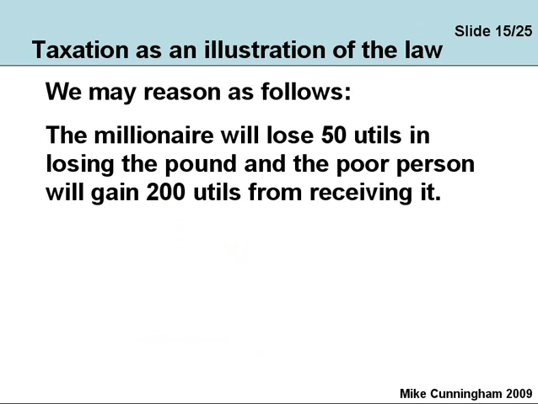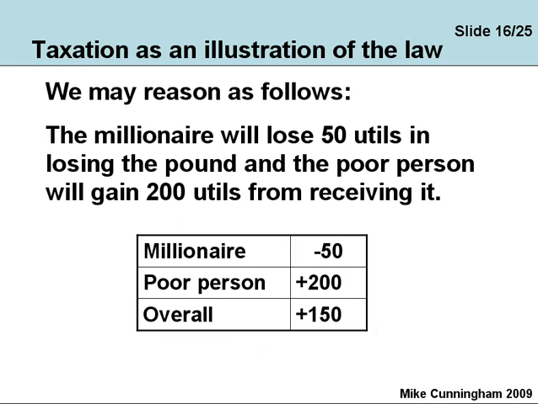However, the poor person gains, let's say, 200 utils. So, the millionaire loses 50, the poor person gains 200. In terms of a little table, a little account, if you like, a utility account, what we've got here is the millionaire is down 50, the poor person is up 200. So overall, the society has benefited by 150 utils. Therefore, taxing the rich and giving it to the poor seems to be a good idea, according to this.